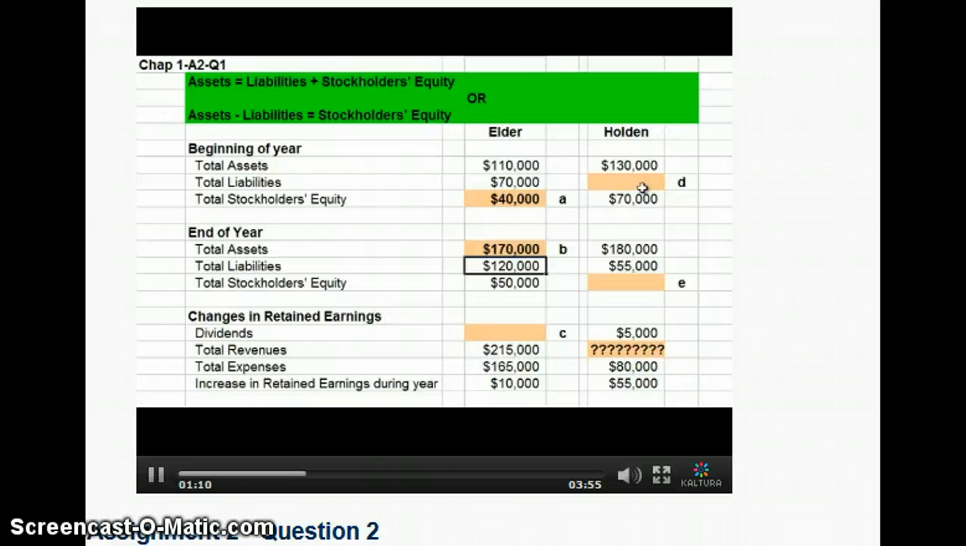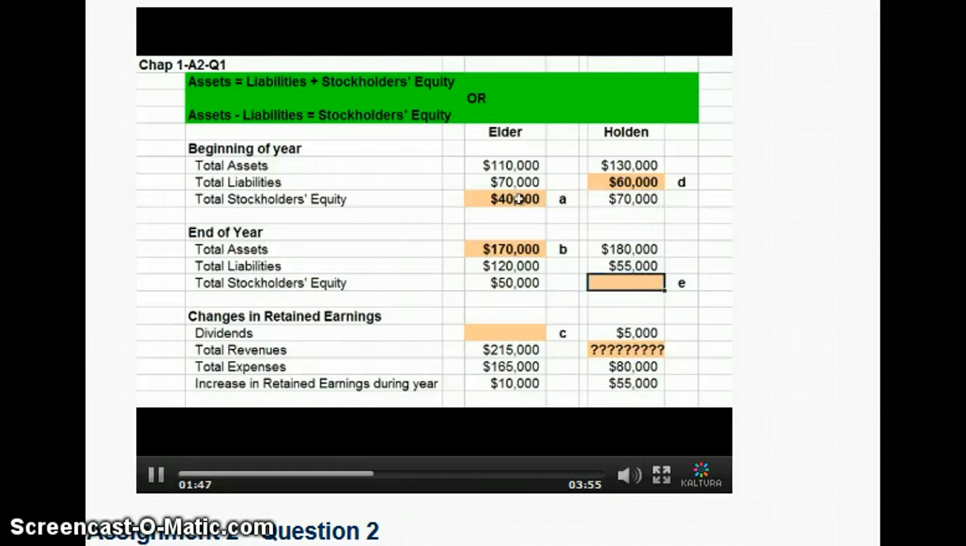We come over here to Holden. At the beginning of the year, they've got 130,000 of assets. Their equity is 70. So a couple ways you could do this. D plus 70 has to be 130, or you can take 130 minus 70, and our liabilities have to be 60. We can double check this. If we add our liabilities and equity together, we get assets, or if we take our assets minus our liabilities, we end up getting our equity.